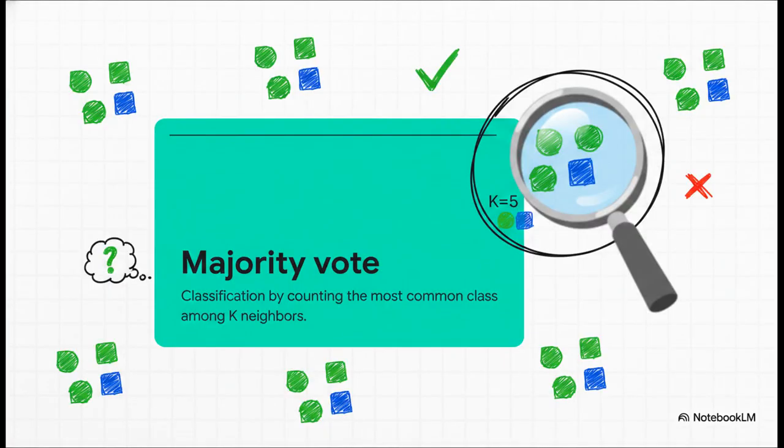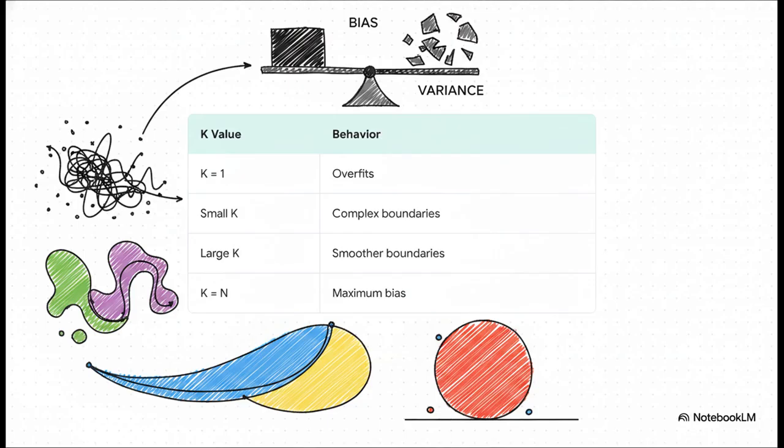So for classification tasks, that final step relies on a simple majority vote. You literally just count which category is the most common among your K-nearest neighbors. Quick pro tip though, if you're doing binary classification, like deciding between yes or no, always choose an odd number for K. If you use K equals 5, you'll always have a clear winner, and you completely avoid any annoying ties.